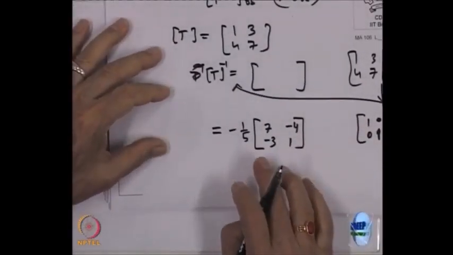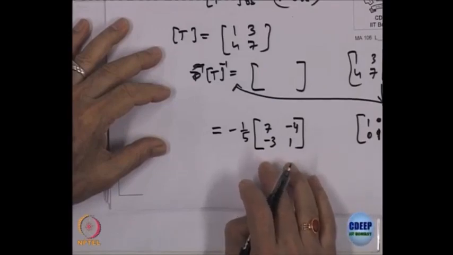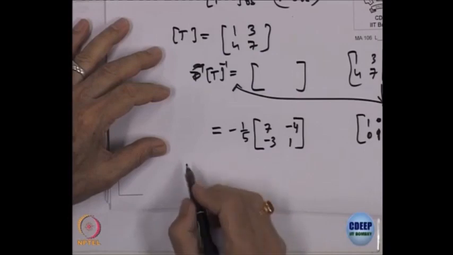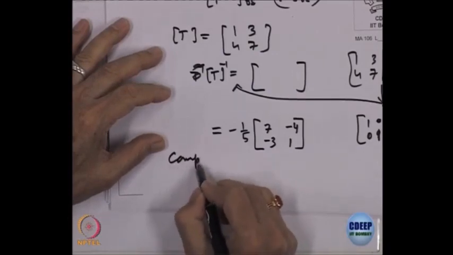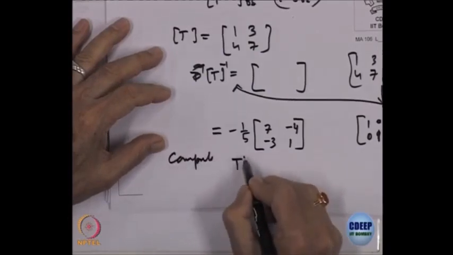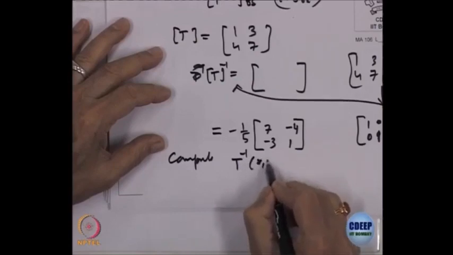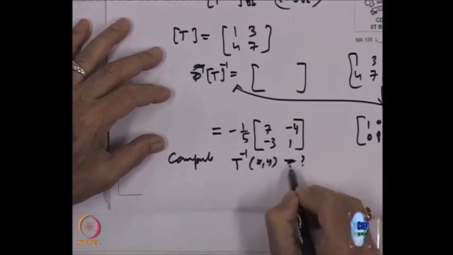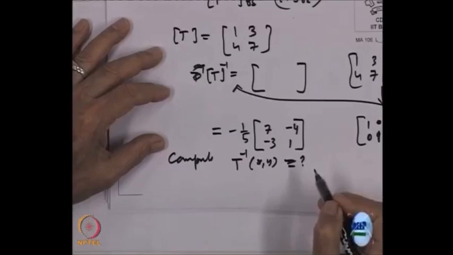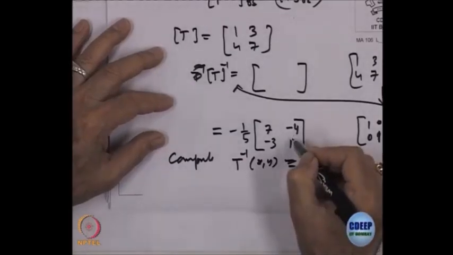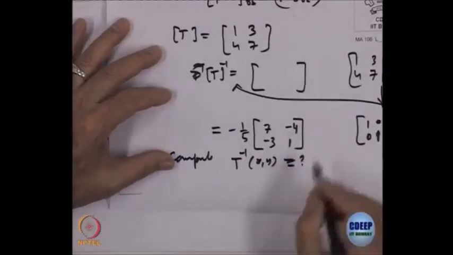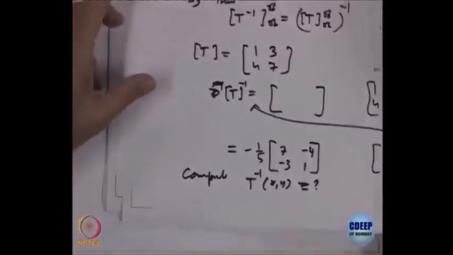Now, not only have I found the inverse, I can now find my inverse linear transformation. So, let us compute T inverse of (x, y). What is that equal to? I can do that, because I have already gotten the matrix of it. So, what is T inverse of (x, y)?